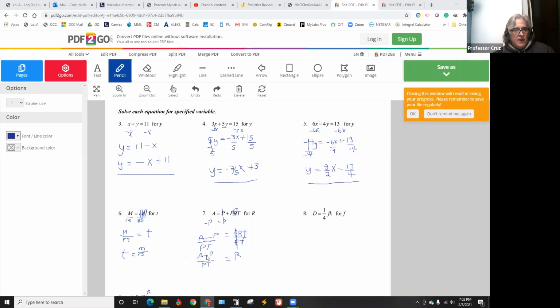So what this would tell you, though, is solve for the rate. That means that you could find out what the rate is by taking the difference between the amount and the principal and then dividing by principal times time. Okay.